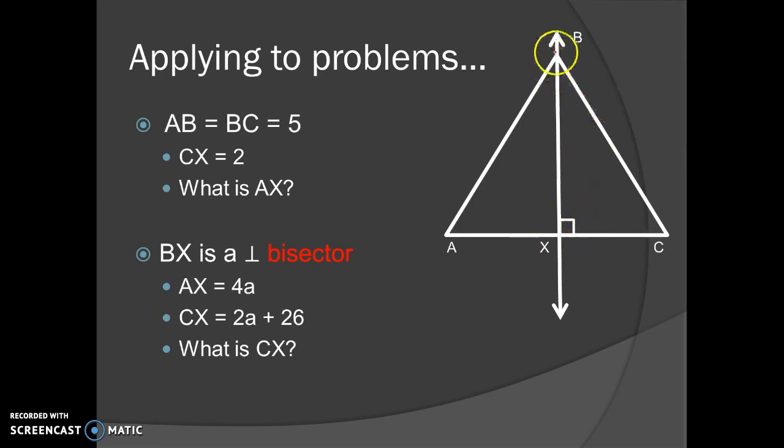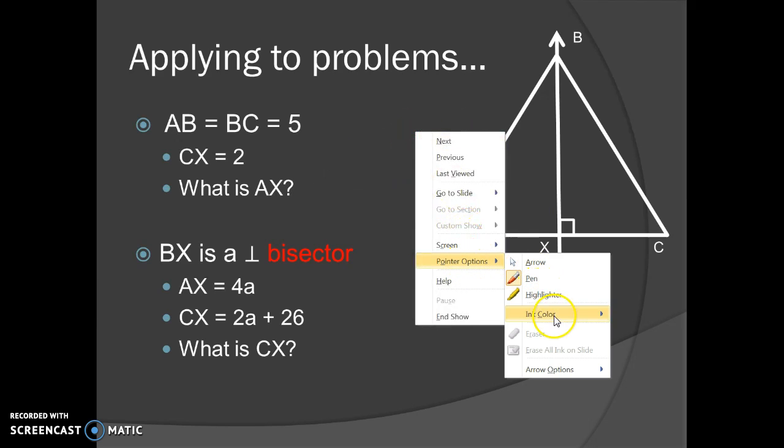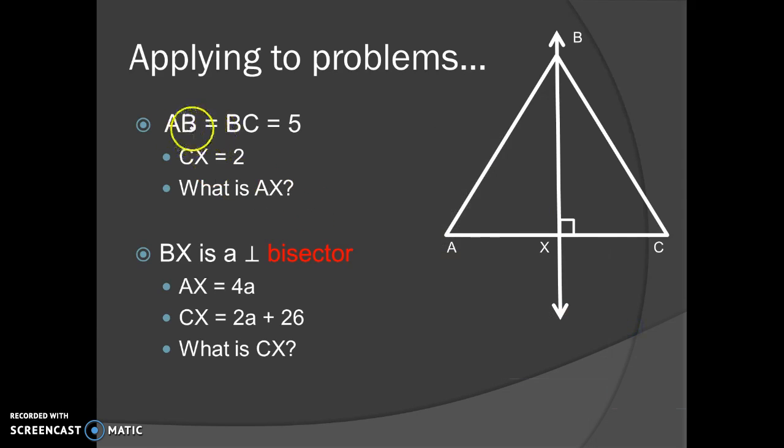So let's say that we have this big triangle ABC, and we have this segment BX cutting through. Now the only thing that we know about it is that it's perpendicular. We don't know if it bisects anything. We don't know anything, really, right now at least. So let's look as if we know this bit of information, that AB, the distance from A to B, is the same as the distance from B to C, and they're both 5. So let's just fill in that information. And then it says that CX is equal to 2. So the distance from C to X right here is equal to 2.